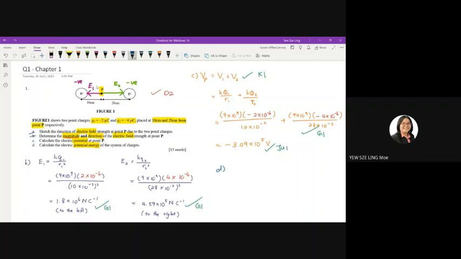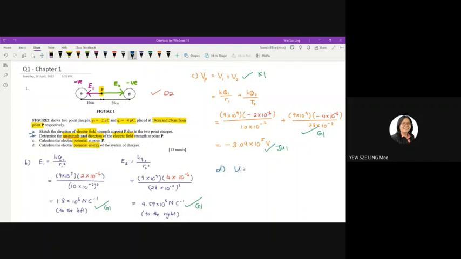And since you are given 2 charges only, don't go and apply the equation in your list of constants, because the one in your list of constants is for 3 charges: kQ1Q2 over R12 plus kQ2Q3 over R23 plus kQ1Q3 over R13. By looking at the equation itself, you should know that it is for 3 charges. Now you have only 2 charges. So what are you going to do?